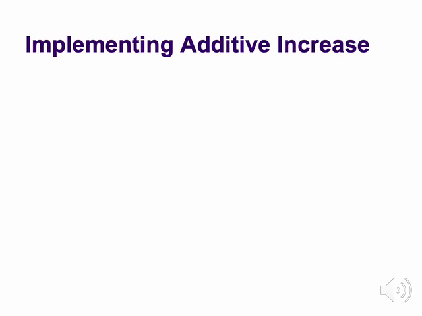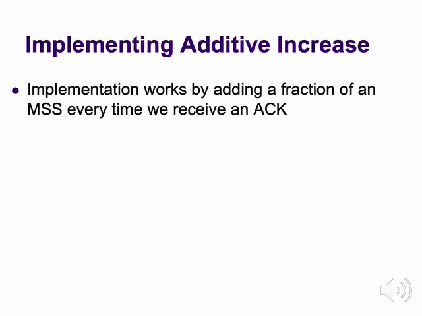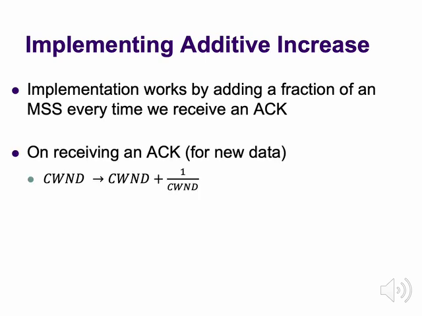So how does TCP implement additive increase? So we said that we want to increase cwnd by 1 MSS every round trip time. The way this is going to be implemented is, over 1 round trip time, we get a large number of acknowledgements. And we only want to increase by 1 MSS over that entire window, or over all of those acknowledgements. And so in order to implement this in an ACK-clocked manner, we're going to add a fraction of an MSS every time we receive an ACK. So more specifically, when a TCP sender receives an ACK, and here I'm assuming an ACK for new data, it's going to increase its cwnd by 1 over cwnd.